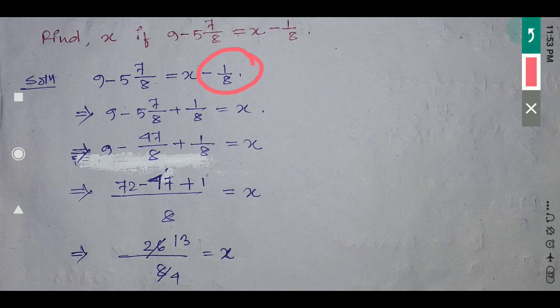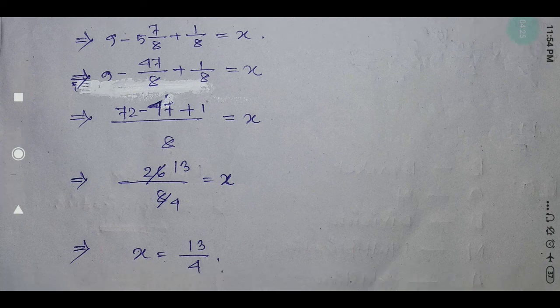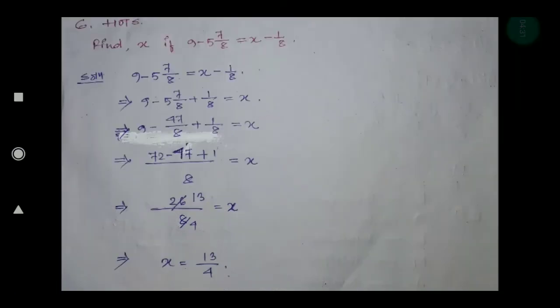So 72 minus 47 plus 1, so 72 plus 1 means 73. 73 minus 47 is 26, that means 26, and the denominator 8 is there, so it will be 26 by 8. 26 by 8, I can do the cancellation by 2. If I do the cancellation by 2, it will be 13 by 4. That will be your answer.